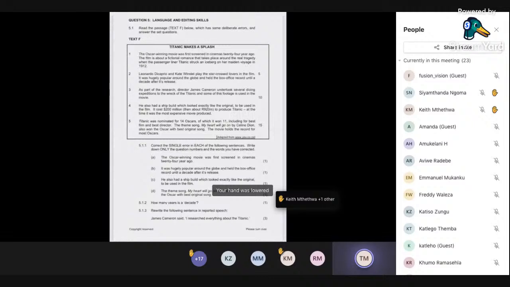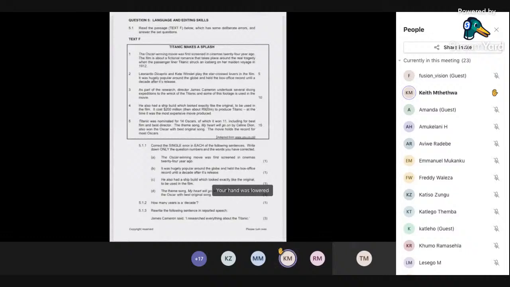Okay, Keith. James Cameron said that he had researched everything about the Titanic. He had researched everything about the Titanic. That's your 3 marks, just like that. Again, you don't always need to have all that. James Cameron said he had researched everything about the Titanic. Whether you maintain that or you don't, it's immaterial. You don't always have to have that.